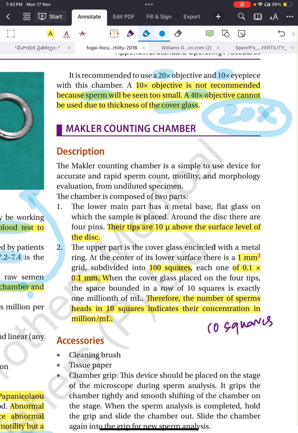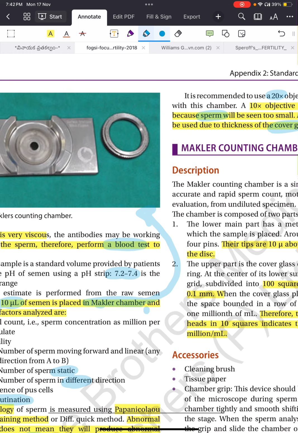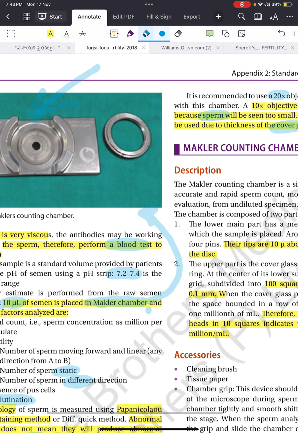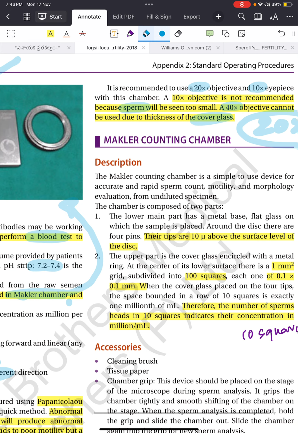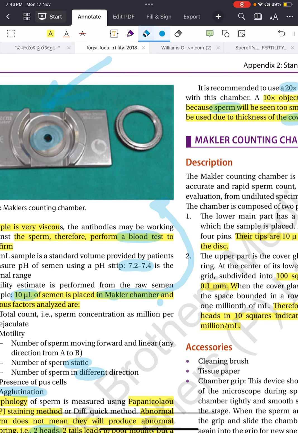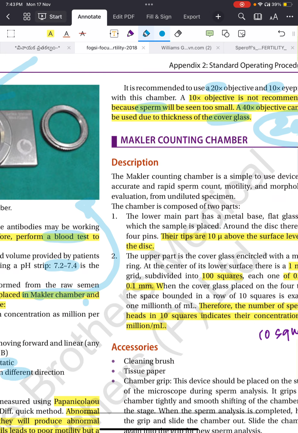Now coming to the Makler counting chamber, it's a simple device. It is used for accurate and rapid sperm count, motility, morphology, and so on. The chamber consists of two parts. The lower main part is the metal base. If you see, this is the first part, the lower part, the metal base. It has a flat glass disc where the sample is placed. Around the disc there are four pins, and their tips are 10 microns above the surface of the disc.